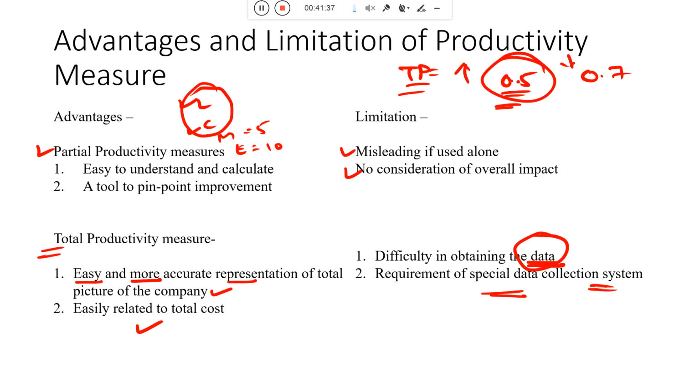So I hope everything is clear. Everything is clear, class? Is there any doubt regarding partial productivity? Yes, sir. Okay, very good. So now I conclude here.